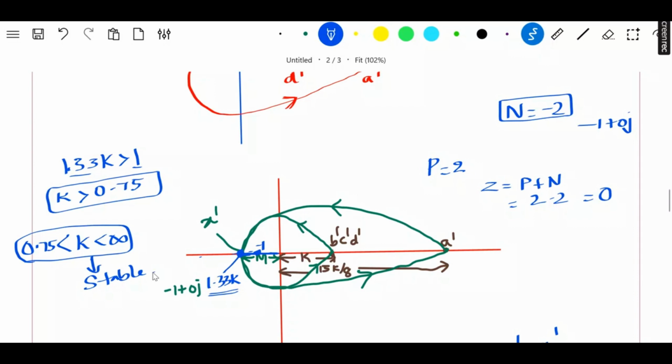So anything greater than 0.75. Therefore the range of K can be greater than 0.75 and less than infinity so that the system becomes stable, because P is equal to 2 and N equals minus 2. Both get cancelled and Z becomes 0. So this system is unstable for open loop. It becomes stable for closed loop only when K is greater than 0.75 and less than infinity.